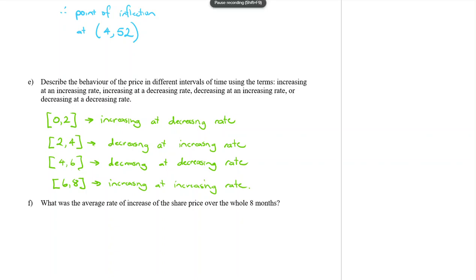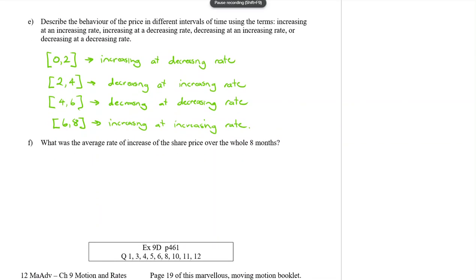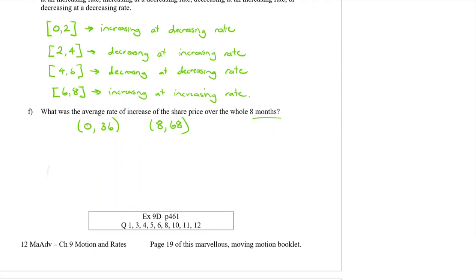Okay, part F. What was the average rate of increase of the share price over the whole 8 months? So that means I want to know the point at the beginning and the point at the end so that I can find the average. At the beginning, we found when time is equal to 0, our graph started at a share price of 36. At 8 months, we found that the share price was 68. We found that in part A of the question.